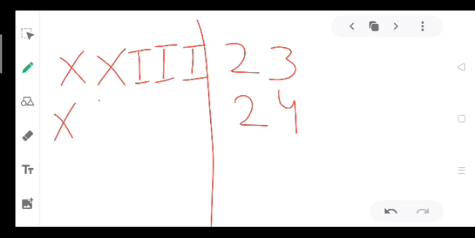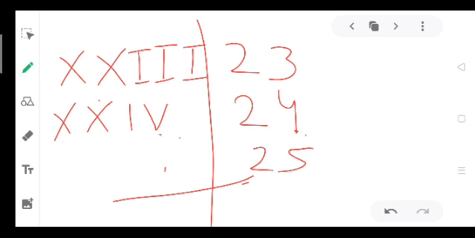24, same way, 20 and 4. For 4 there is no particular Roman numeral, so how will we write? V and I on the left side. It becomes 4. 20 plus 4. So the Roman numeral is XXIV. 25, so easy. Firstly 20, XX, and then V. 25.